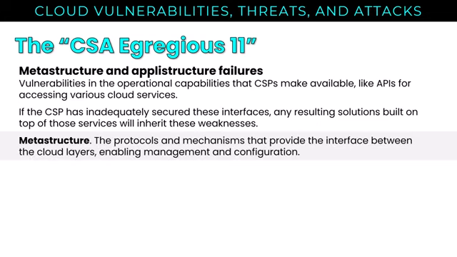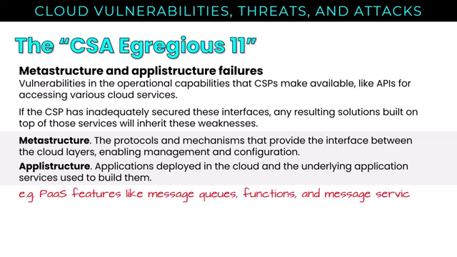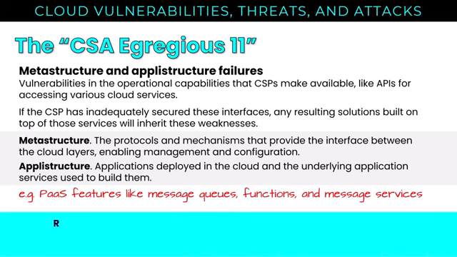The metastructure is the protocols and mechanisms that provide the interface between the cloud layers, enabling management and configuration. And applistructure are applications deployed in the cloud and the underlying application services used to build them. That would include PaaS features like message queues, functions, and message services.